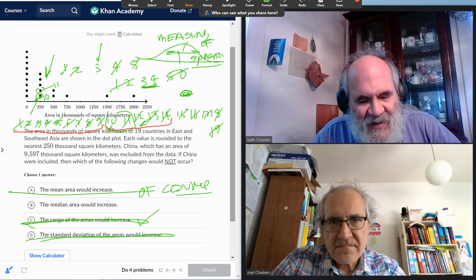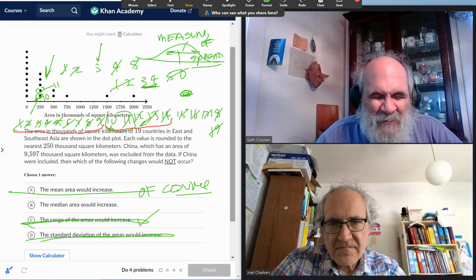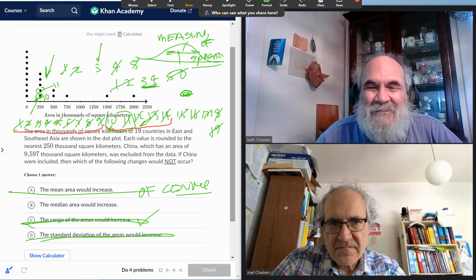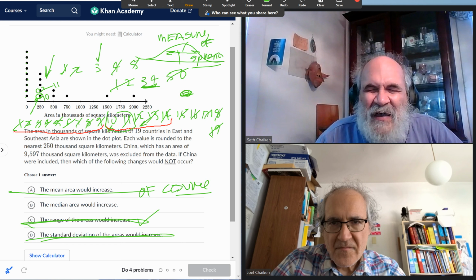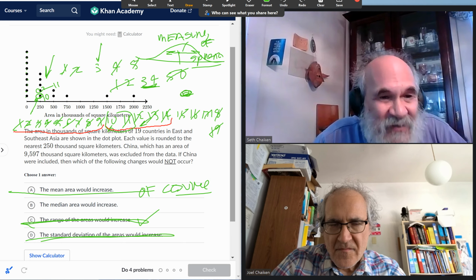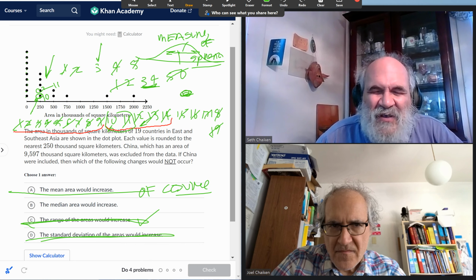The standard deviation is a measure of how spread out the data is. And of course, if you add one data point whose value is a lot bigger than all the other data points, it certainly spreads them out more.